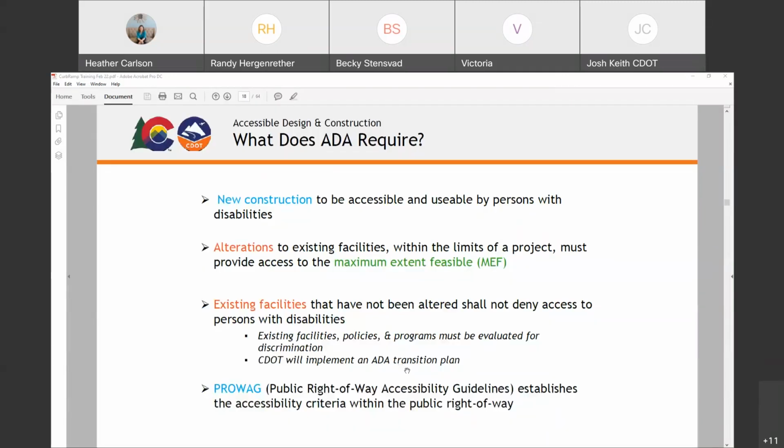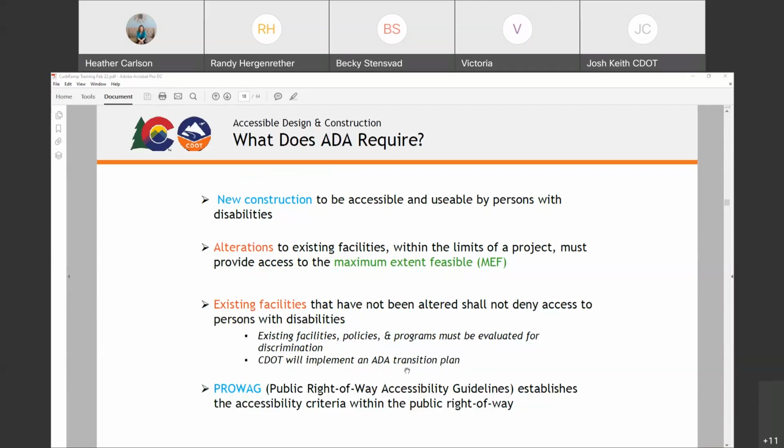So what are the requirements related to construction and existing facilities? For new construction, it is at this point required to be accessible and usable by persons with disabilities. There's no way out on that. It just is what it is.